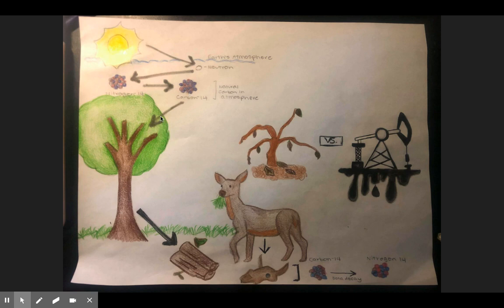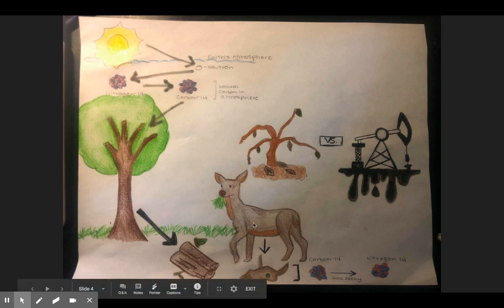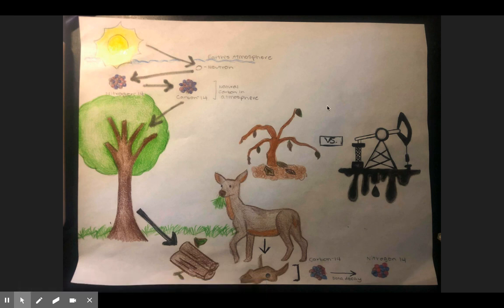The carbon-14 gets absorbed by the trees and plants, the animals and humans. We eat the plants, and we also absorb the carbon-14. Eventually, the plants and animals will die, and the carbon-14 will go through beta decay and turn back into nitrogen-14. But this carbon-14 is also released into our atmosphere.